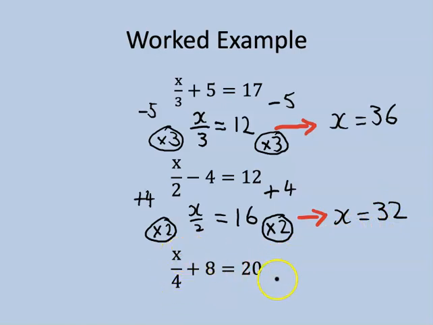And I do the same process here. Take away the 8, take away the 8. x over 4 is 12. And now just multiply by the 4.